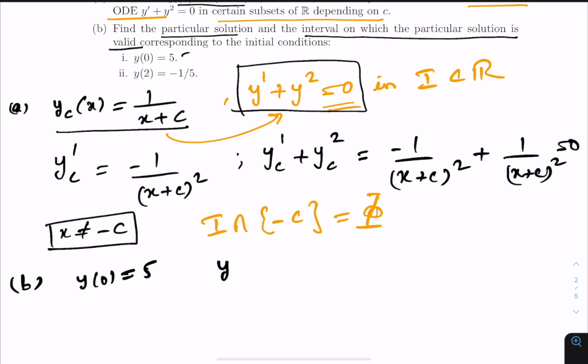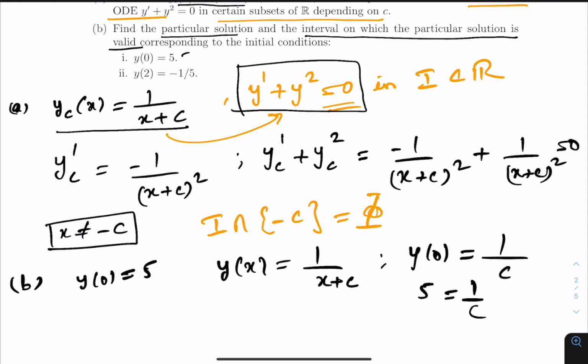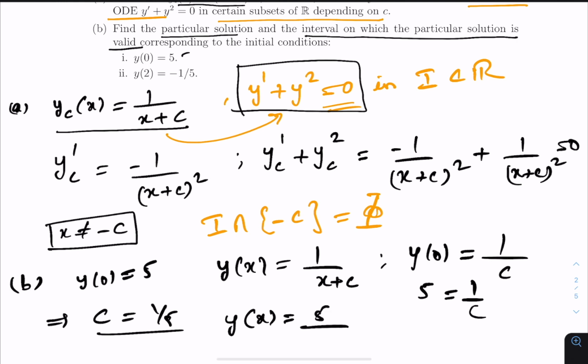So if y(x) = 1/(x + c) is the general solution, then what is given is y(0). So y(0) will be 1/c, but y(0) is 5. So 5 is 1/c, which implies c is 1/5, which means your particular solution is y(x) = 1/(x + 1/5), that is 5/(5x + 1).